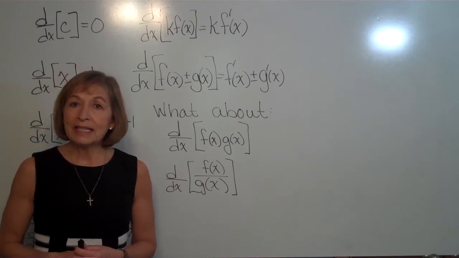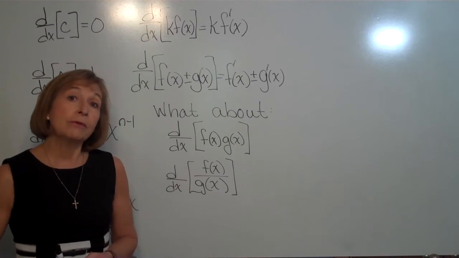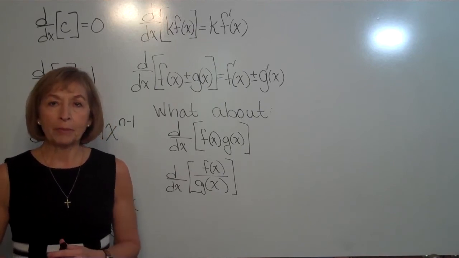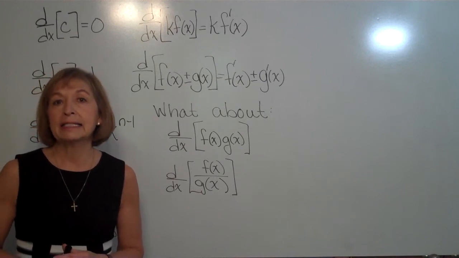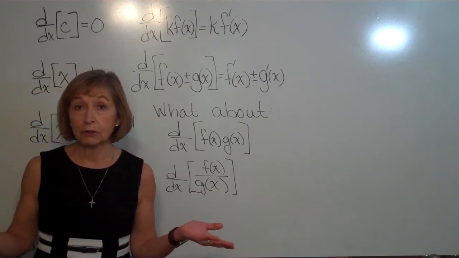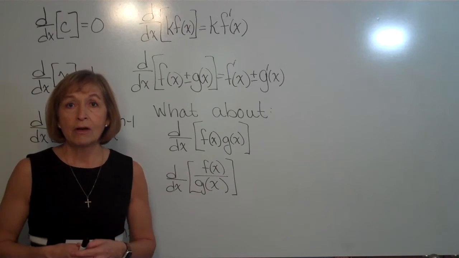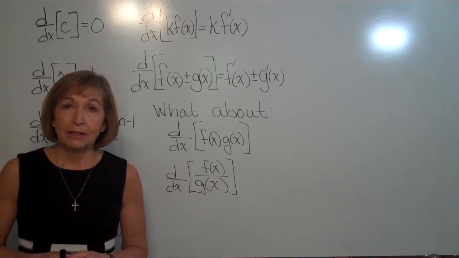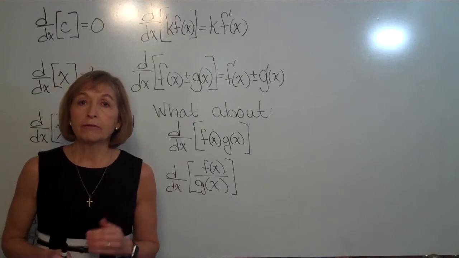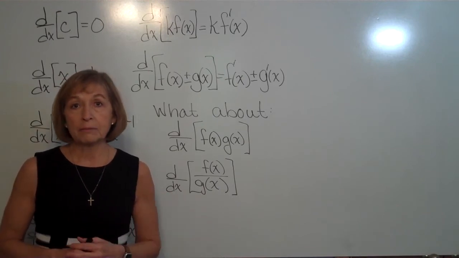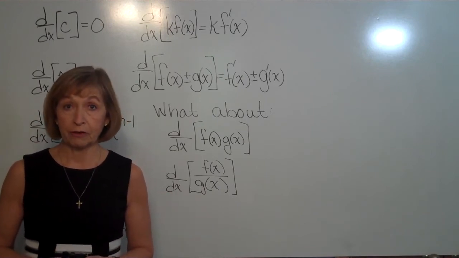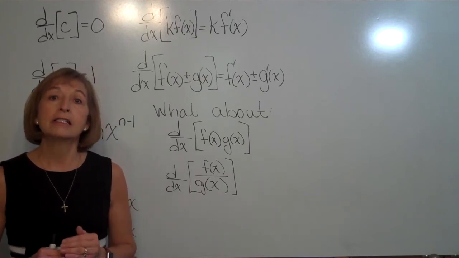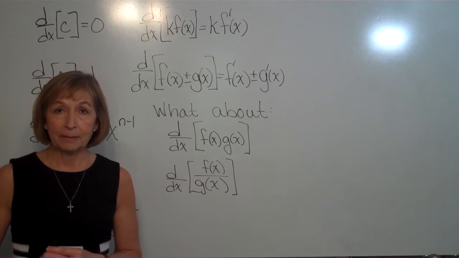What I'd like to do in this video is to review a few of those rules real quickly and then expand on the properties that we have to the idea of how do you differentiate a multiplication of two functions, or how do you differentiate the quotient of two functions. Those two rules are called, first, the product rule when I'm differentiating a multiplication of two functions, and then the quotient rule when I'm differentiating a division of two functions.